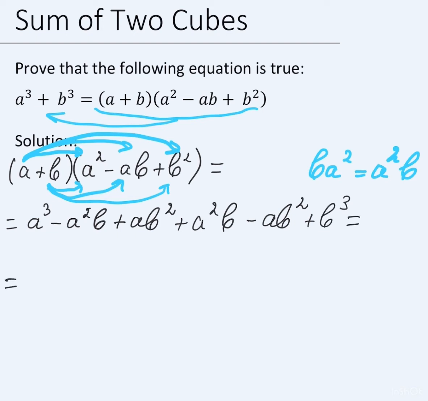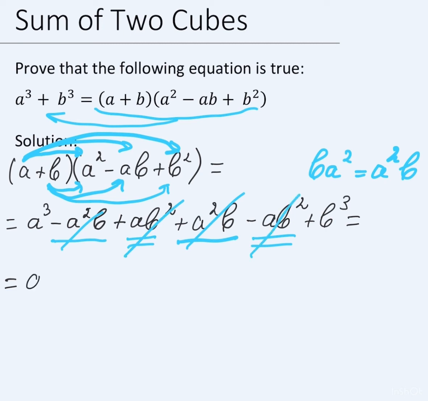Let's take a look at this expression. We're noticing that negative a squared b and plus a squared b are the same terms with opposite signs. Therefore, when we add them, their sum is 0, so these two terms cancel out. Ab squared and negative ab squared are also the same terms with opposite signs, and their sum gives 0. Therefore, they also cancel out.